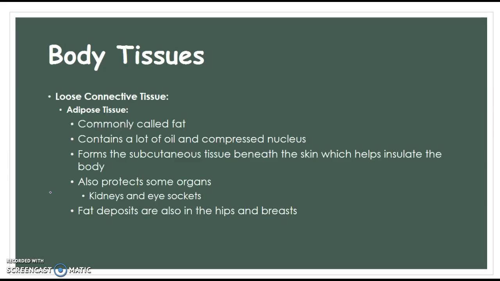Adipose tissue, commonly known as fat, and we've looked at adipocytes on our cell diversity lecture. And really it's just a cell filled with oil that has a nucleus pushed off to the side. It is going to be found, it's the very last layer of skin. So it's going to go stratified squamous, the dense connective tissue, and then you're going to have adipose tissue below that to help insulate the body. We also find this surrounding our kidneys and our eye sockets to protect the organs.